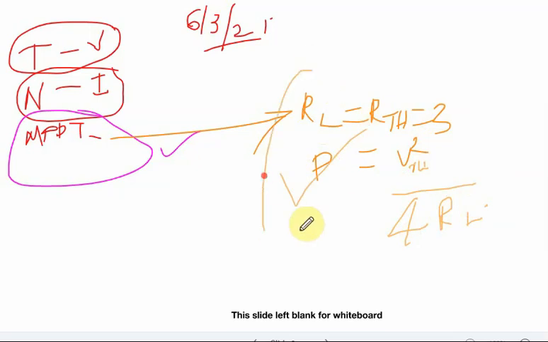These two questions they will ask you. So take a screenshot and proceed with the maximum power transfer problem. What is the given problem? In your maximum power transfer problem, the RL value is never given. Find out the RL. Very simple: RTH is equal to RL.